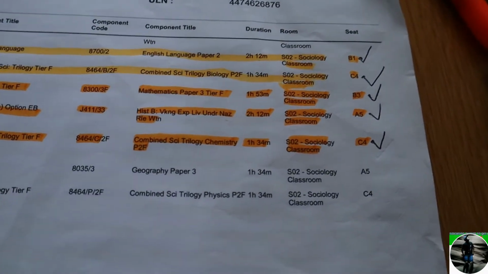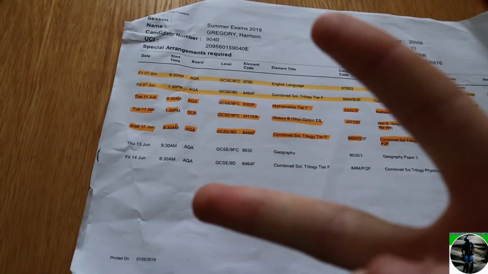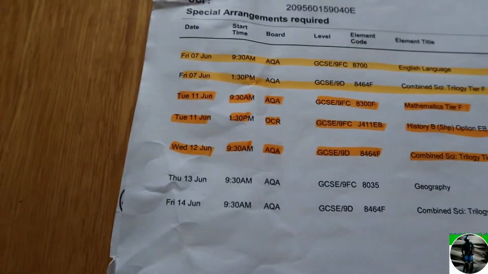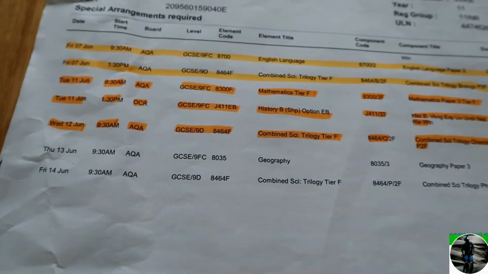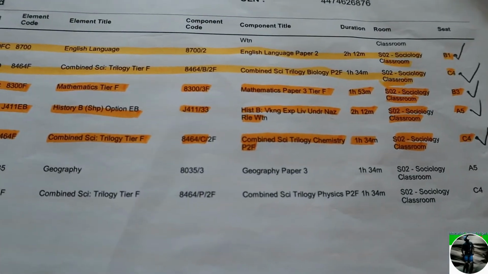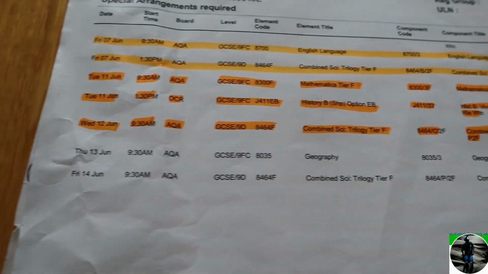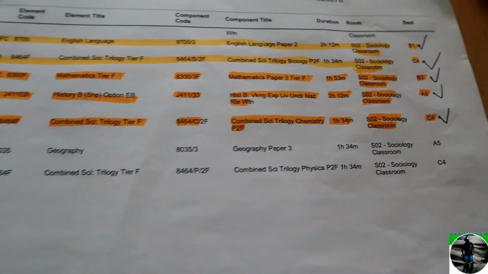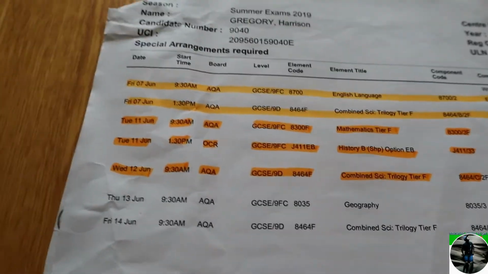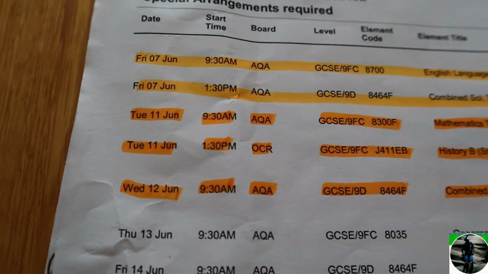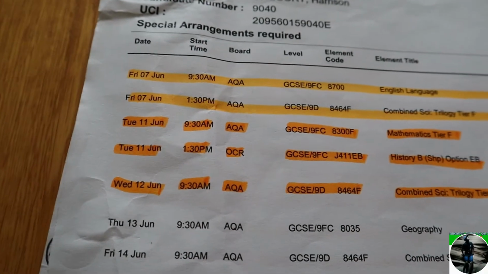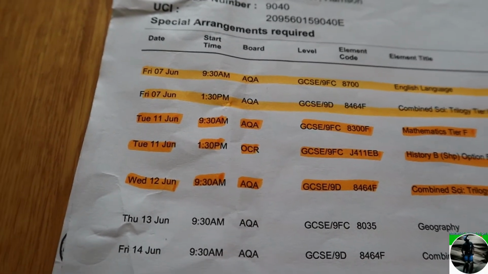Just highlighted it off, so only two more left, guys, two more. This is Wednesday, like I said. Tomorrow I've got geography in the morning as well, and then Friday is physics, which is in the morning as well. All these past exams have been in the morning, as you can see with the timings, except for history, which was in the afternoon at 1:30. So it's going good, guys, so far.